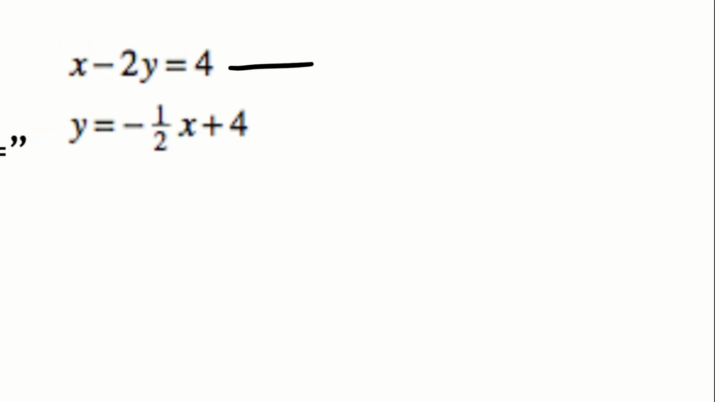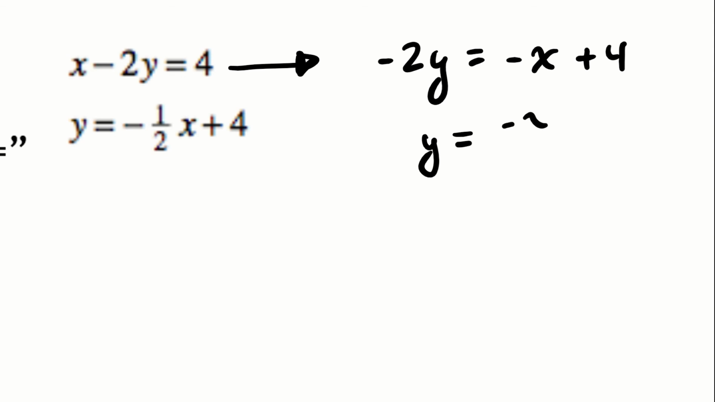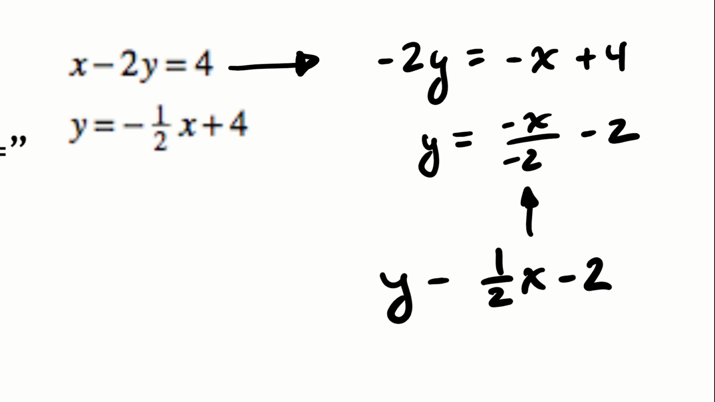So in order to use the equal values method, I would take this equation and say, negative 2y is equal to the opposite of x plus 4, and then divide everything by negative 2. So y is going to equal negative x over negative 2 minus 2. That's dividing everything by negative 2. And then I can clean this up. This is the same thing as positive 1/2 times x minus 2. So now that they're both in the form y equals something and y equals something, I can set those somethings equal to each other and solve for x and y.